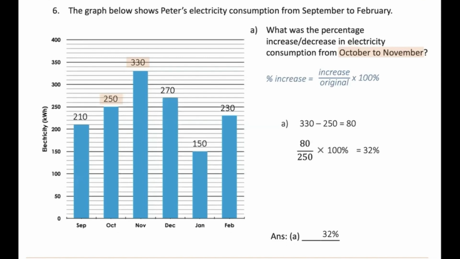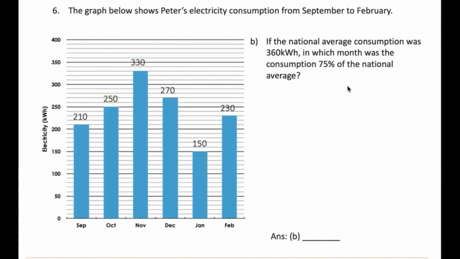So let's find out what's the national average. Okay, the national average is 75% of the... In which month was the consumption 75% of the national average? So let's see, the national average is 360. 75% of the national average will be 75% of 360.